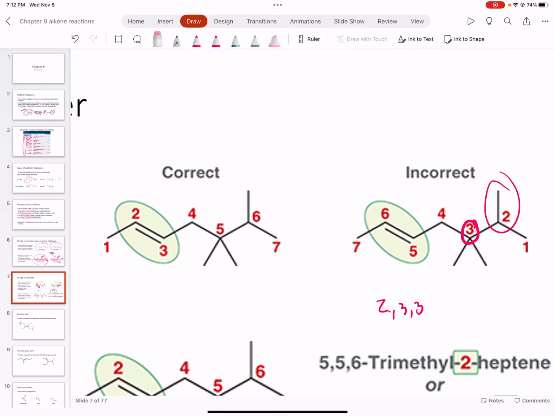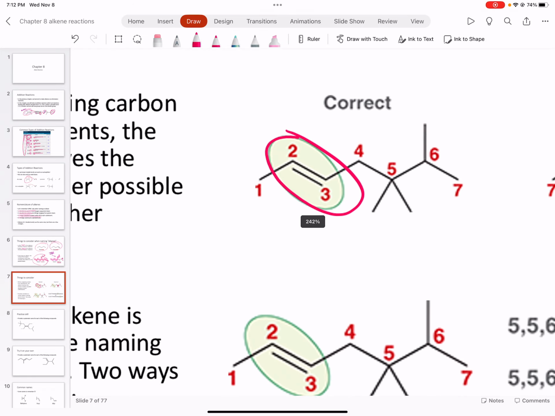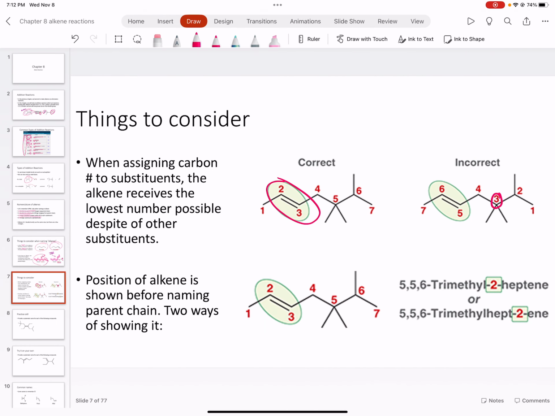But the thing is that we want our alkene or alkyne to have the lowest number possible. So since we want to have the lowest number possible, we technically forget about the other substituents, and we just focus on giving that alkene the lowest number possible. So that's why this is the correct way of naming it. And the position of the alkene is shown before naming the parent chain.